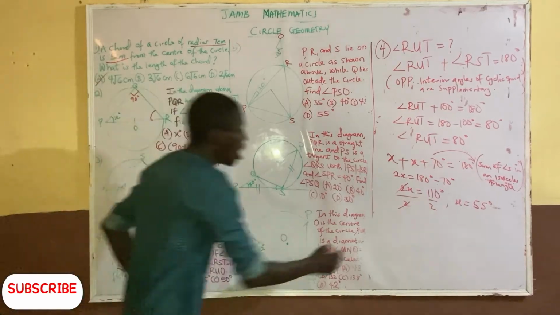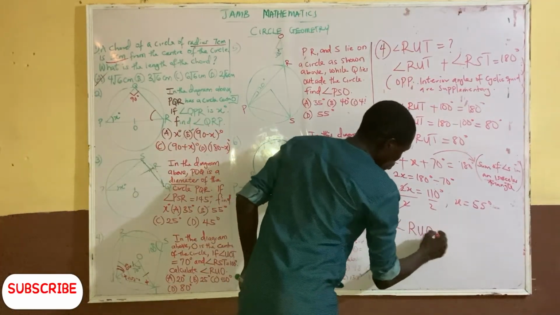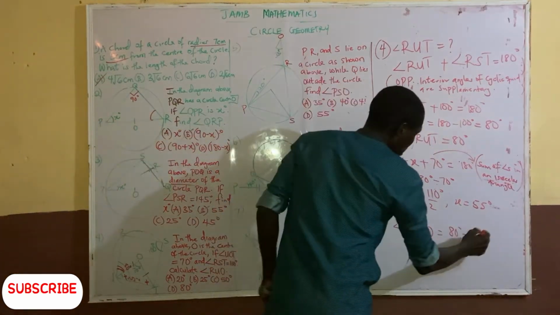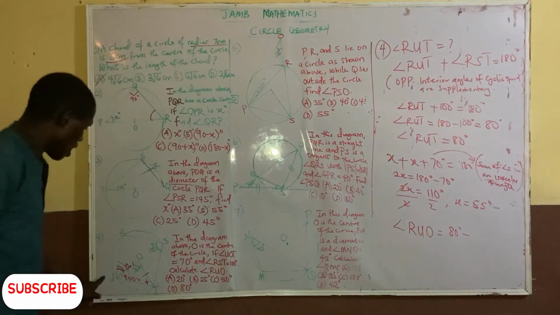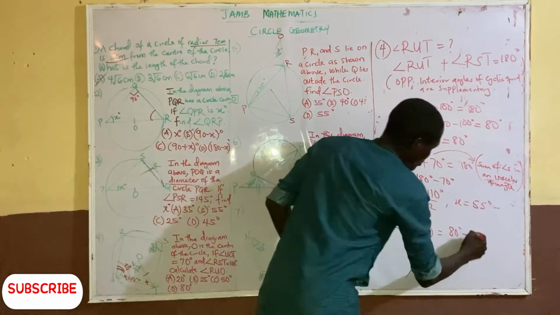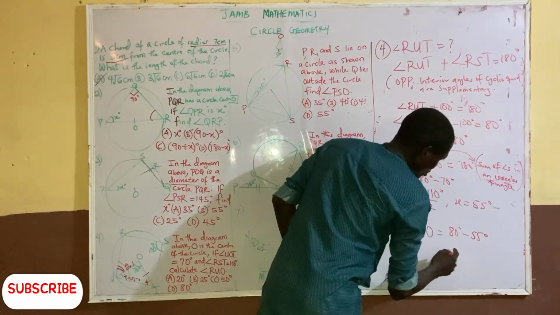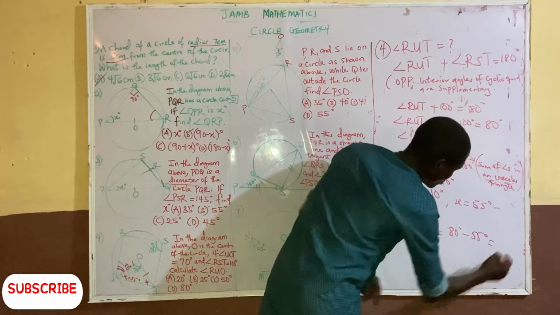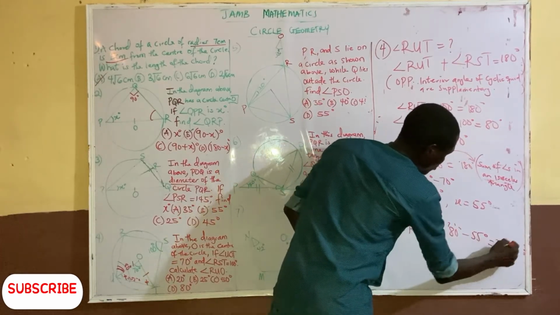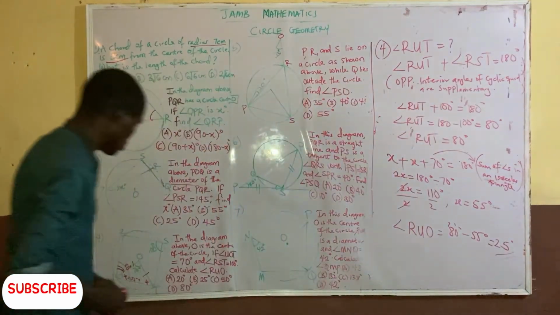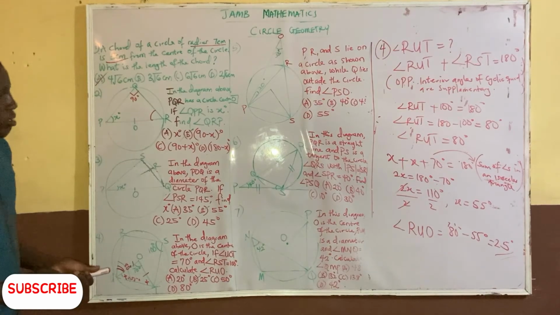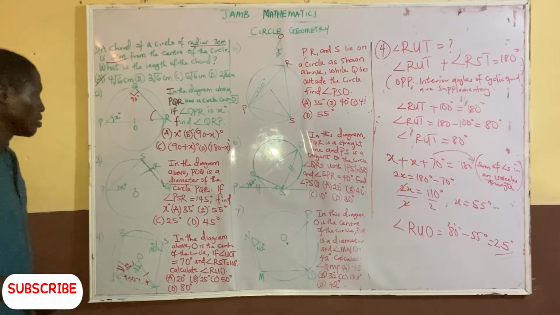Then angle RUO will be equal to 80 degrees, which is angle RUT, minus 55 degrees, which is angle OUT. So the answer will be 25 degrees. We have 25 degrees there. Option B. So that's question number 4.